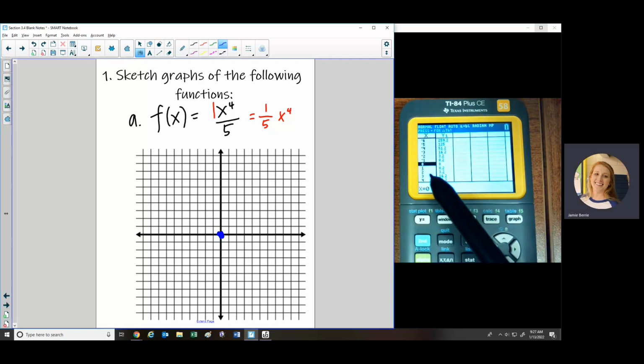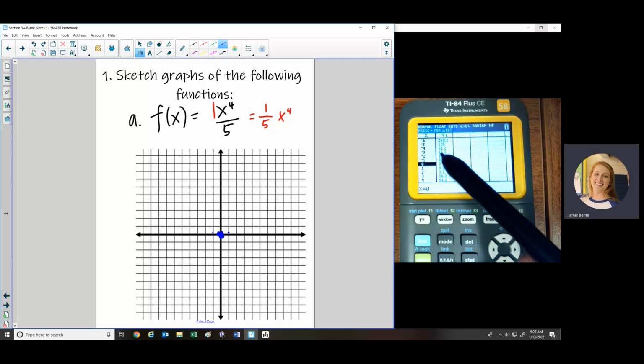All right, then we have 1, 0.2. Negative 1, 0.2. And then right here, negative 2, 3.2. So negative 1, negative 2, 3.2, just a little bit above 3. And then here, 2, 3.2. So 1, 2, 3, a little bit above 3. All right, then I'm going to connect those.